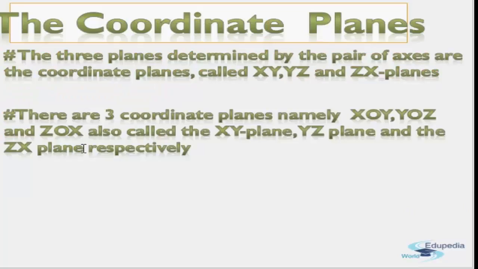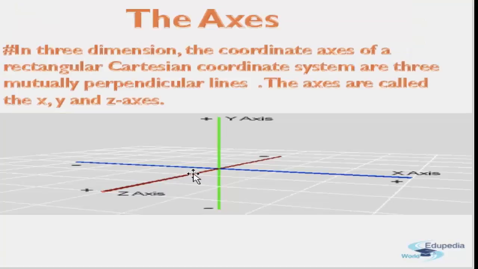Moving on, just like we talked about in two-dimensional geometry, the three planes determined by the axes are coordinate planes, and these are called the xy, yz and zx planes. So what are we talking about over here? If you look over here, we have three respective planes with regards to the axes. We have the xz plane, which will be this plane over here, which has no part of y in it.